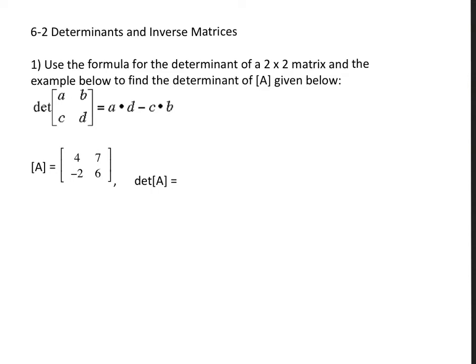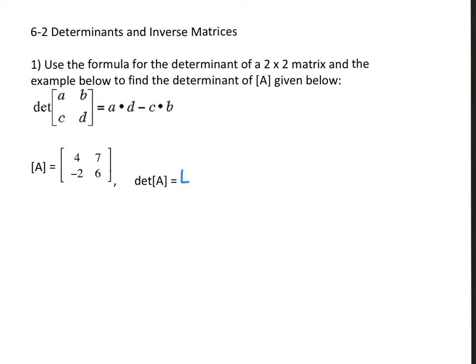So the general formula, we abbreviate determinant DET. And then if you have some general matrix A, B, C, D, the determinant is A times D minus C times B. So pretty straightforward. We have another 2x2 matrix, so we want the determinant of this matrix A. So we need to go across this diagonal, 4 times 6, which would be my A times D, and then subtract 7 times -2. So pretty straightforward.